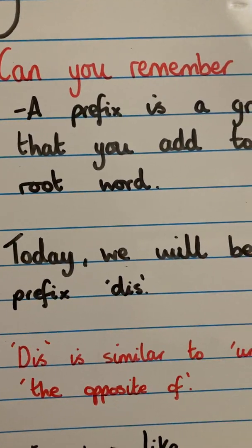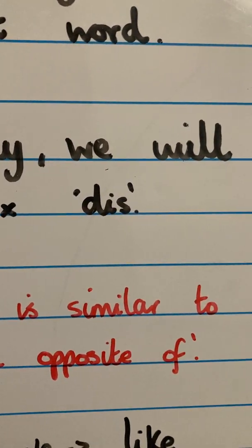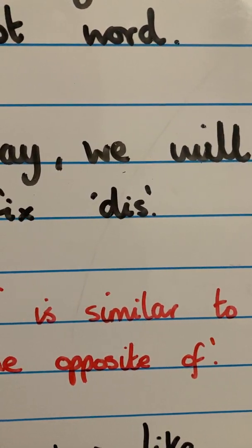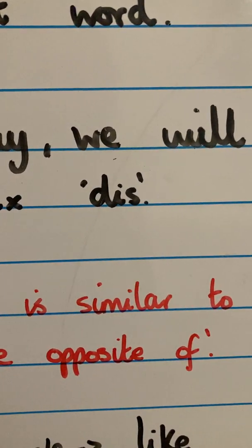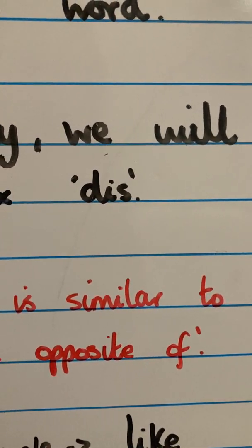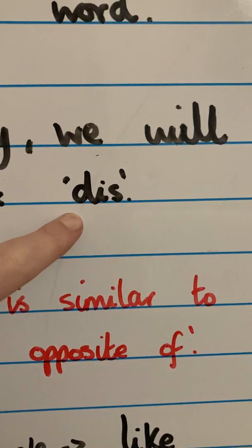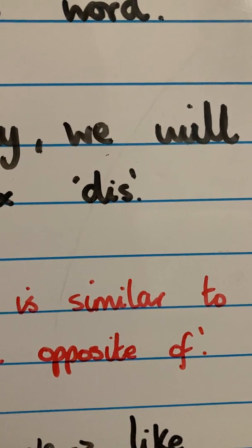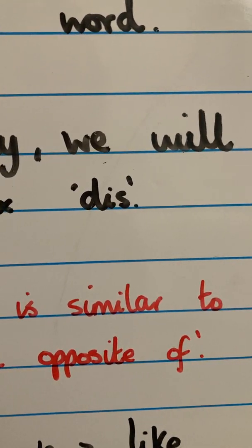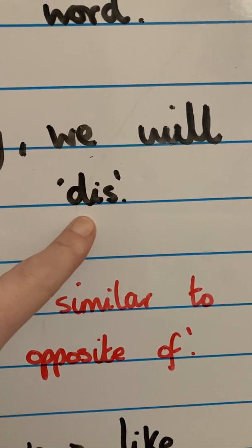So today we will be learning about the prefix dis, D-I-S. Okay, now this is a new prefix to us. So when we learned about the prefix un, that might have been a little bit familiar to some of you because you learnt it in year 1. But we've not learnt this one before, so it's brand new to us. So I want to see if you can tell your grown-up what you think this prefix might mean. Now, if you think about our prefix un, that meant no, you didn't like something, or it means not, or it means the opposite of. So what do you think this prefix here might mean? See if you can tell the screen or your grown-up.